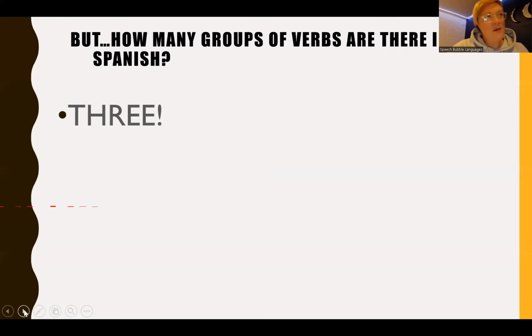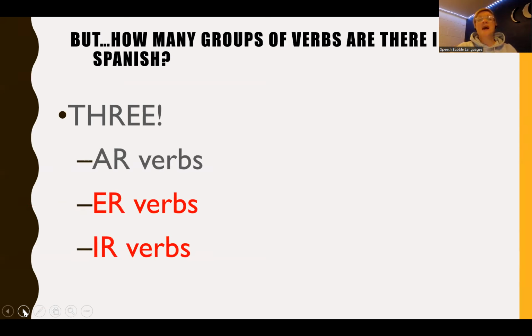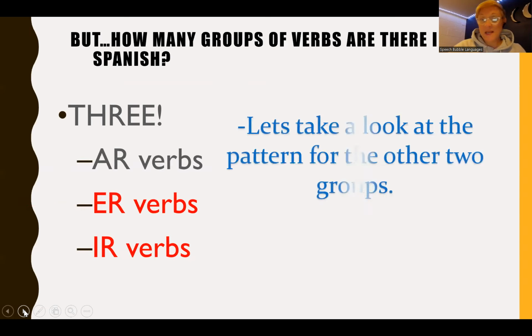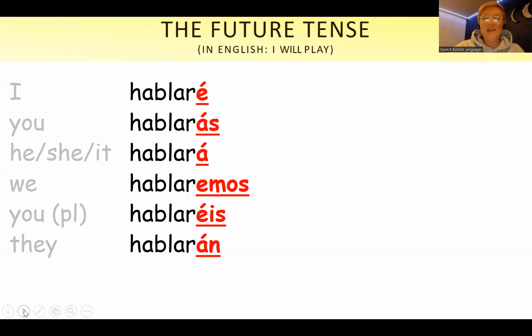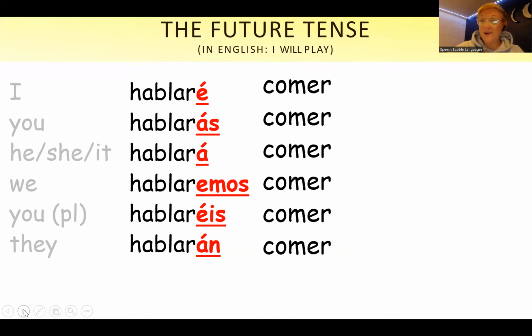Well done. But let's remember, how many groups of verbs have we got? That's right, we have 3 different groups of verbs. Shall we take a look at the pattern for the other 2? I think you're going to be pleasantly surprised. I've popped hablaré to the left-hand side now. Let's bring out our friend comer. Comer helping us learn our ER verb endings.